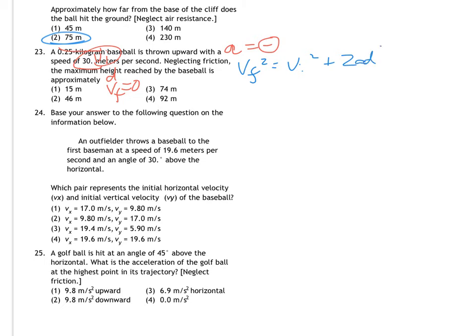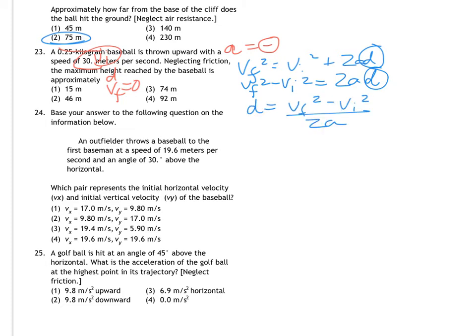And I am looking for D, so let's rearrange the equation. In the first step of my transformation, I just moved the VI squared over to the left using subtraction. And in the second step, I moved the 2A to the left using division. I can plug in now: the VF is 0, because it's going to be motionless at the top of its flight. The initial velocity was 30, but don't forget to square that value. And the acceleration is going to be, this is important, negative 9.81 meters per second squared.